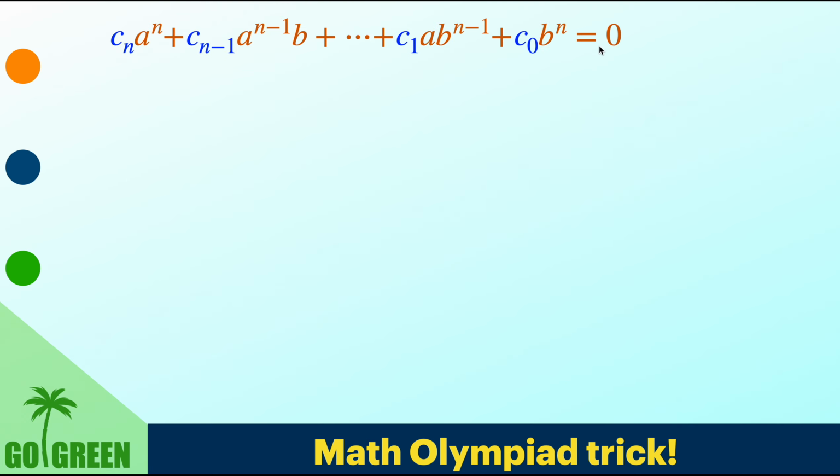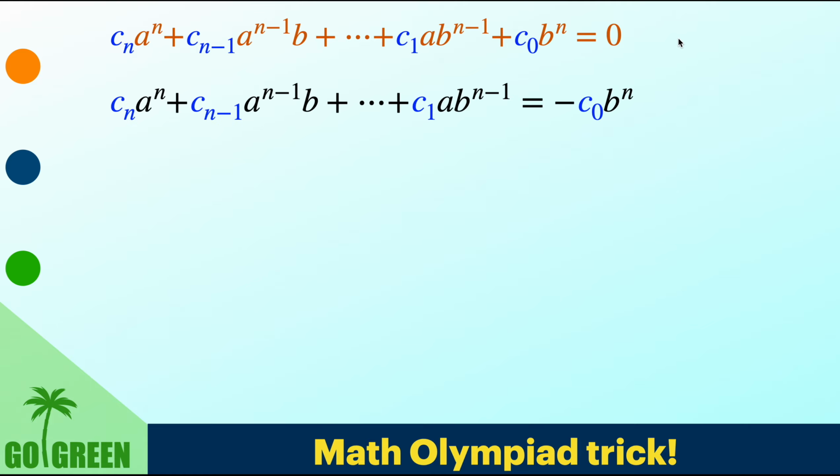So again, I have recorded the master equation here, and from there we can write this: cn a to the n, and so on. All these terms, we have just moved c0 b to the n to the right, and therefore it comes with a negative sign. Fine. So now on the left you see that a to the n is there, a to the n minus 1 is there. All the intermediate terms here have a inside them, and c1 a b to the n minus 1 also has a. Therefore, all these terms are divisible by a, the number a, right?